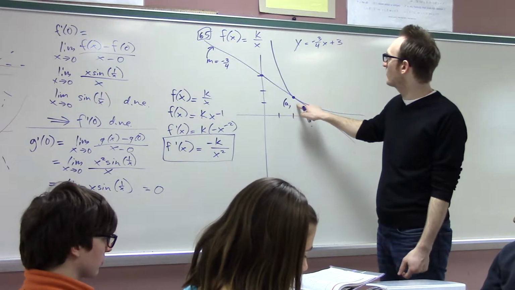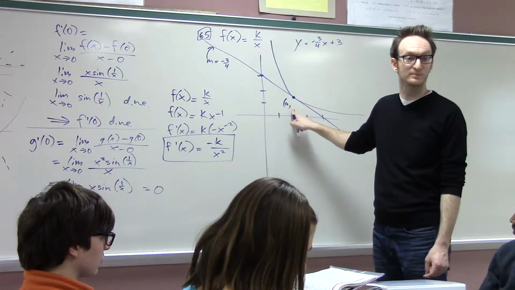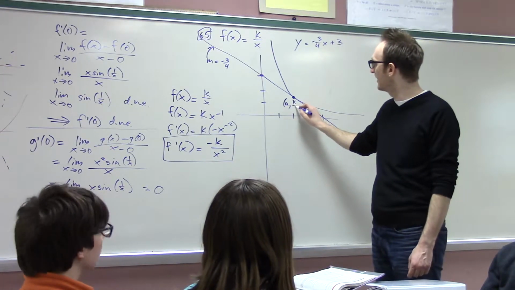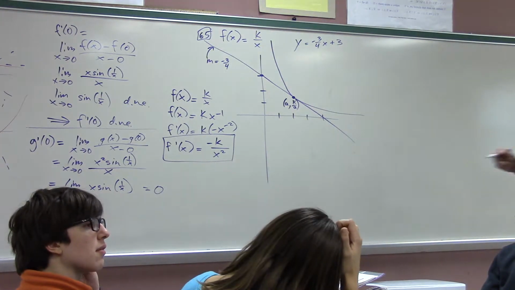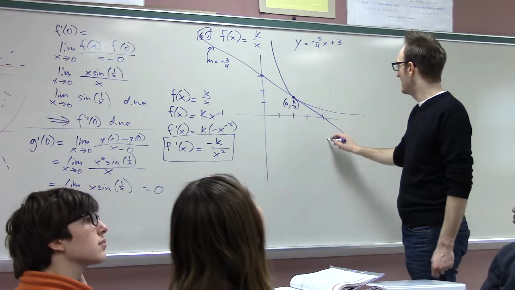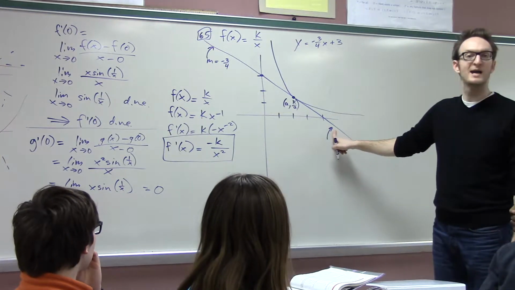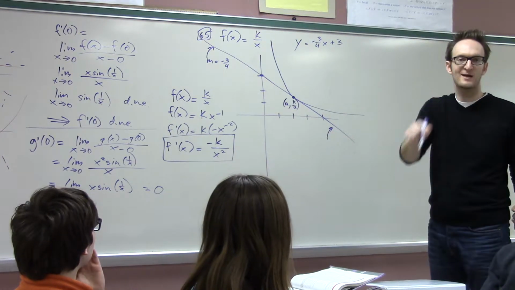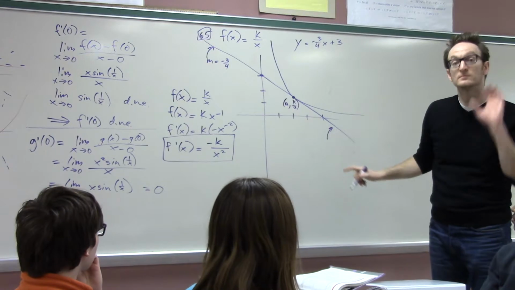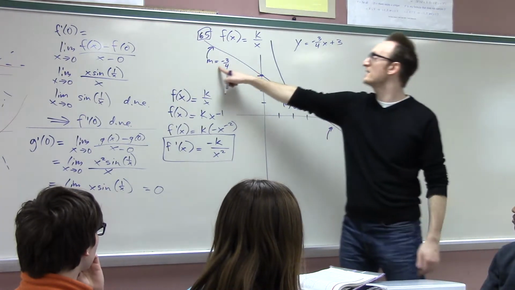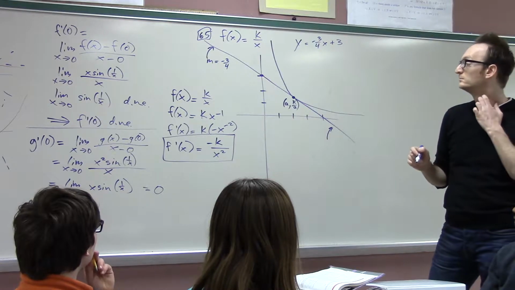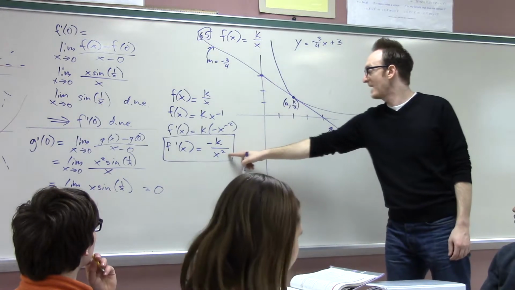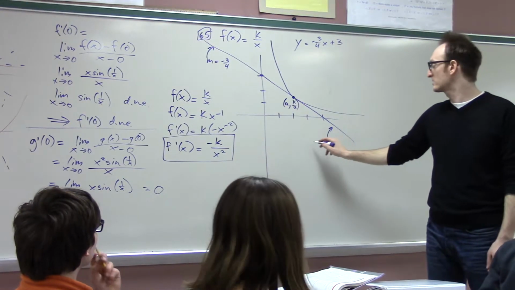So if we call this point a, then what's the y coordinate of that point? k over a, because of course that point must be on the curve. Everybody with me? Yes. All right, now that I've called this point a, now I can tell you what the slope of this line is. What is the slope of this line? It is -3/4, I agree, but also it's negative k over a squared, right?